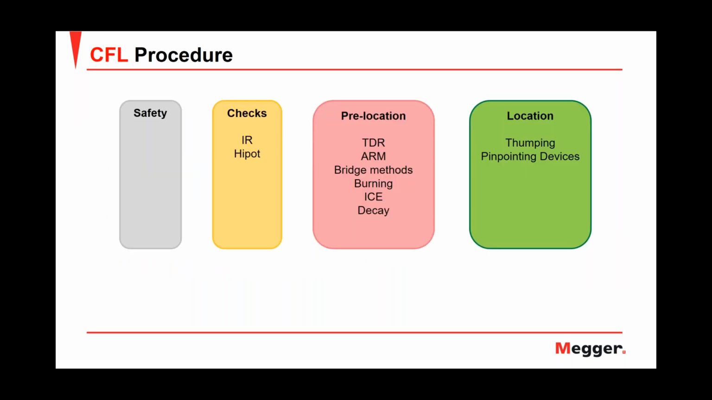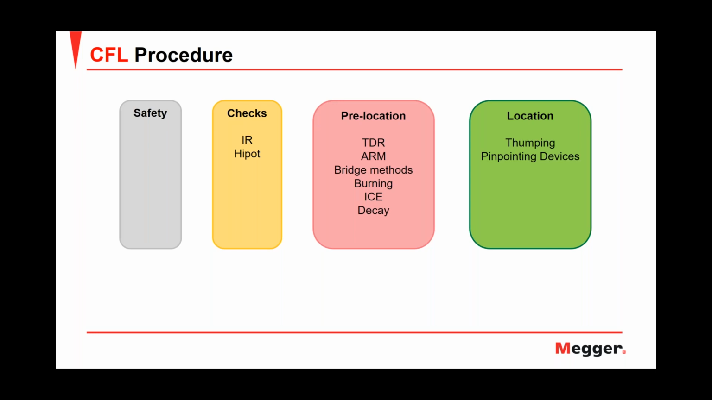Now I would like to talk about the procedure for cable fault location. If you see in the slide, we have the 4 steps that we need to do to find the fault. The first is always safety. And in terms of safety, we need to follow the rules of the company. Always, safety first.